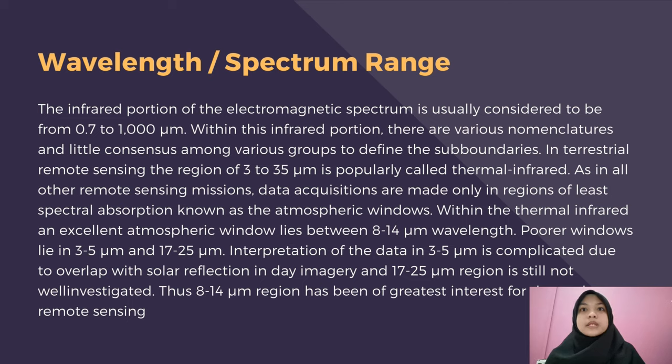As in all other remote sensing missions, data acquisitions are made only in regions of high spectral transmission, known as the atmospheric windows. Within the thermal infrared, an extended atmospheric window lies between 8 and 14 micrometer wavelength. Poorer windows lie in 3 to 5 micrometer and 17 to 25 micrometer.